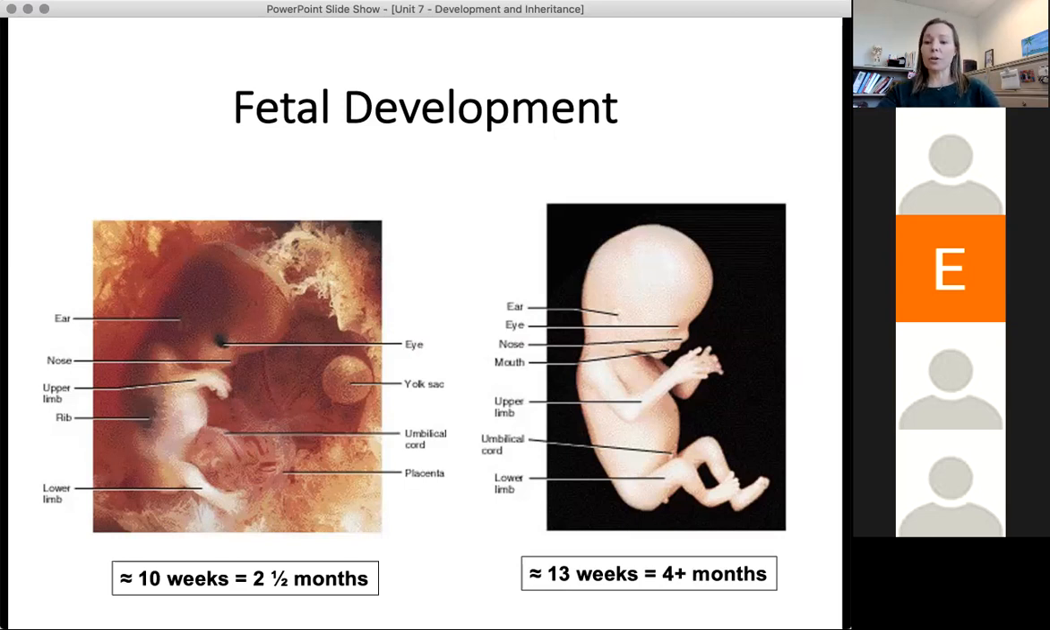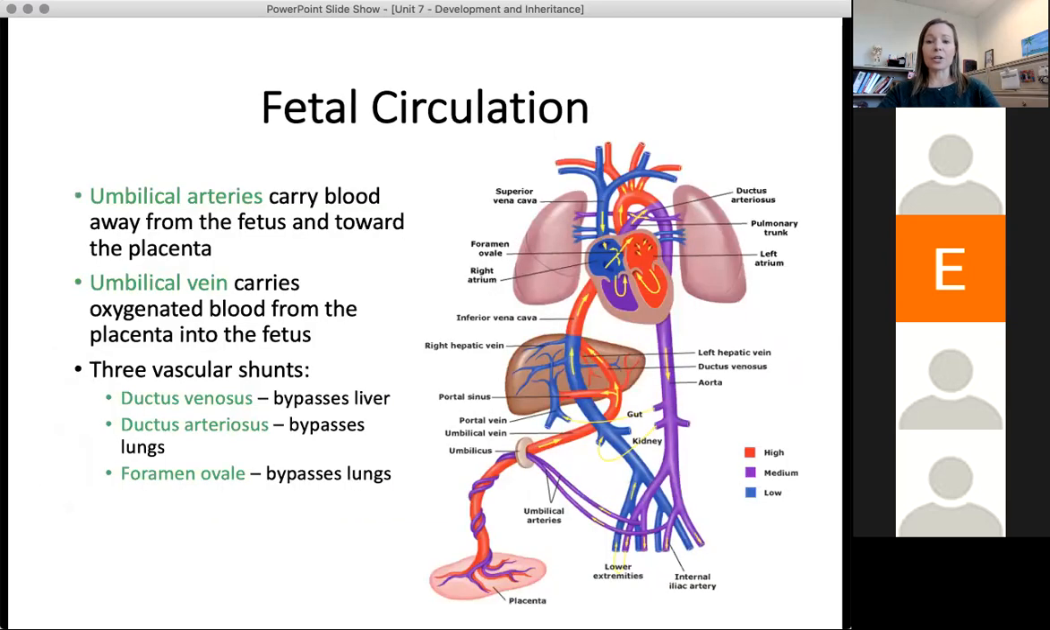The umbilical arteries are paired vessels that carry blood from the fetus to the placenta. And the umbilical vein is a single vessel that carries oxygenated blood from the placenta into the fetus. So that is how the fetus is getting oxygen.